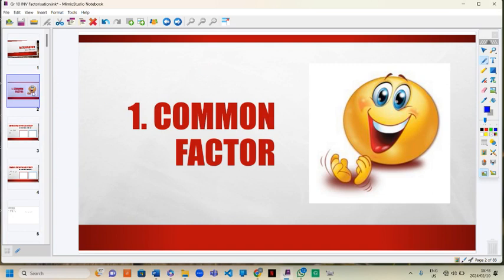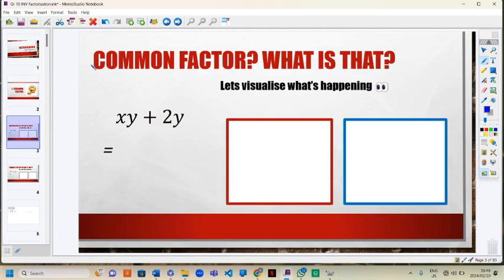So we're going to be doing common factor today. Let's just jump straight into it. Common factor, what is it? Let's visualize what's happening.